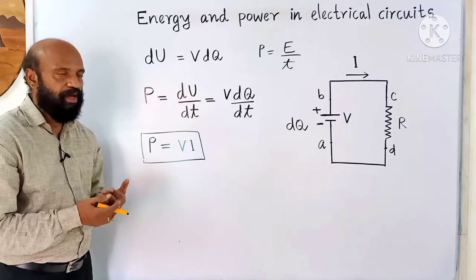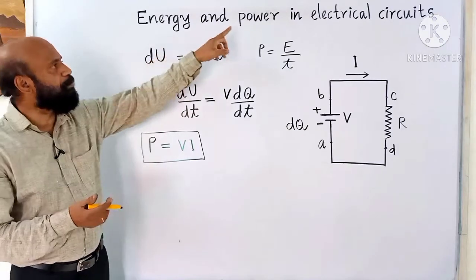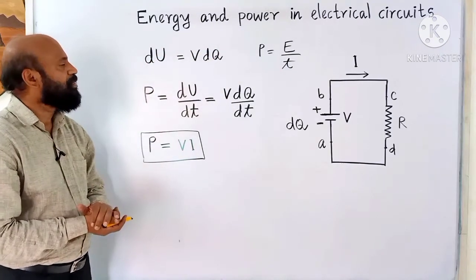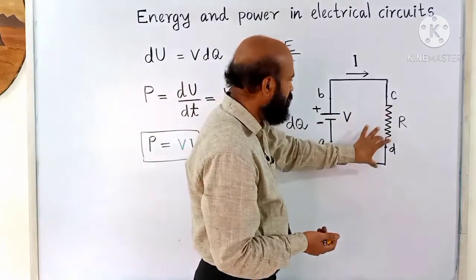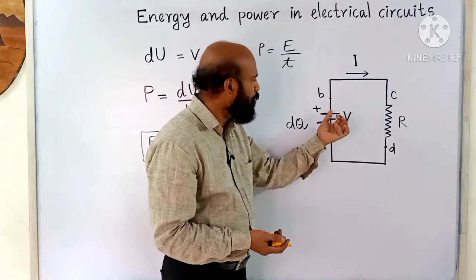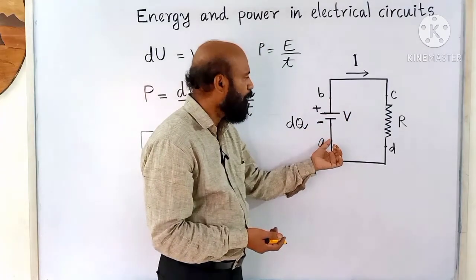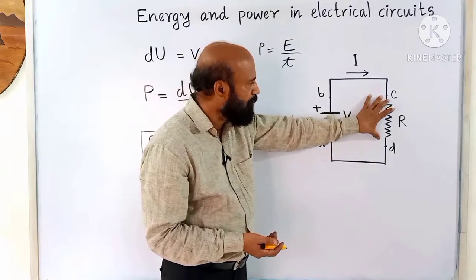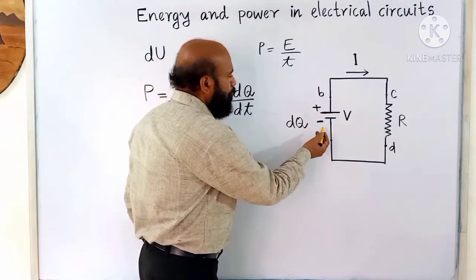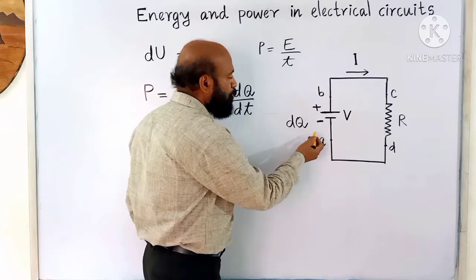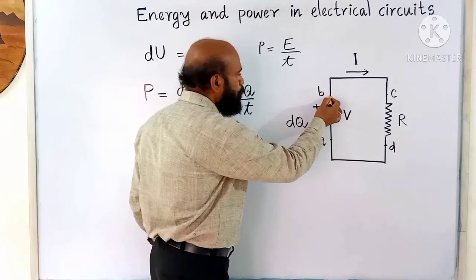In this video, I am going to explain energy and power in electrical circuits. Across a conductor, a potential difference is applied. For a conductor, there will be a resistance. Then a charge of dq is moving from the point A to B.